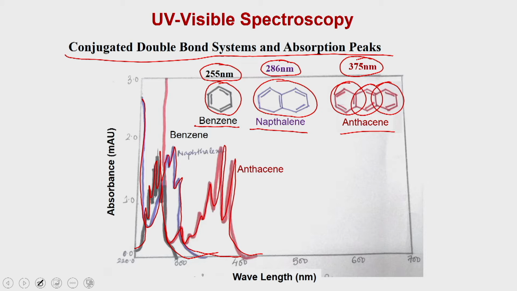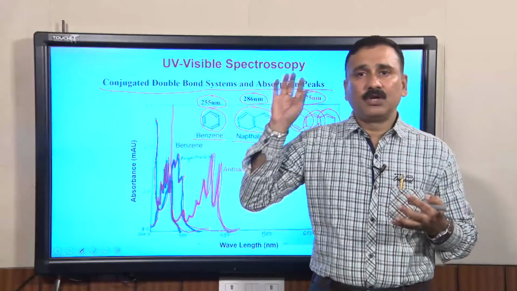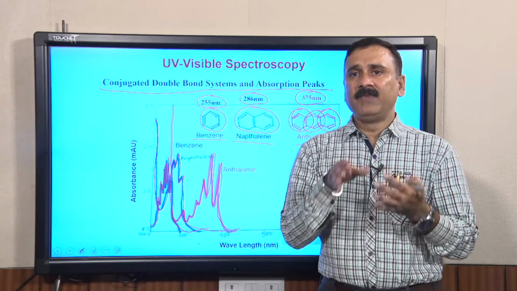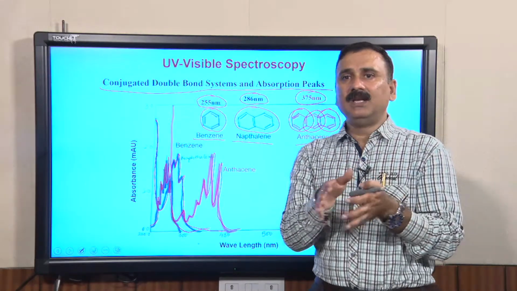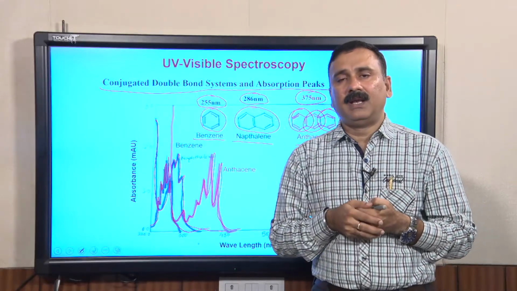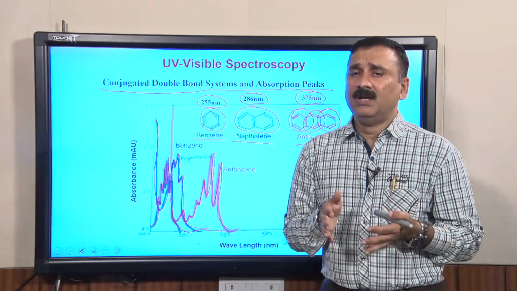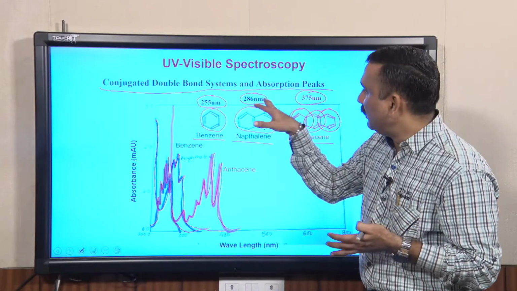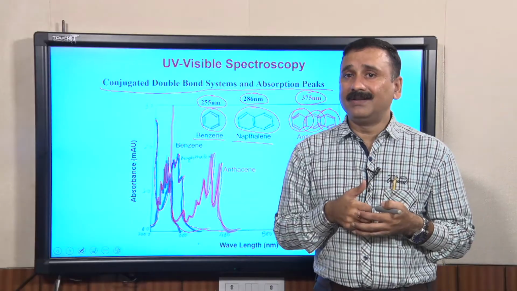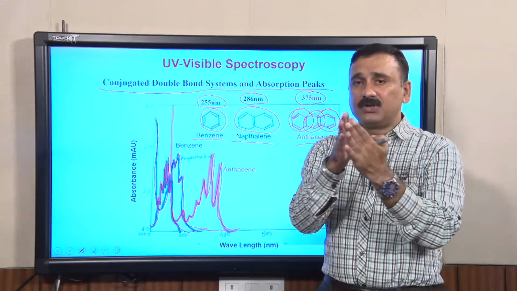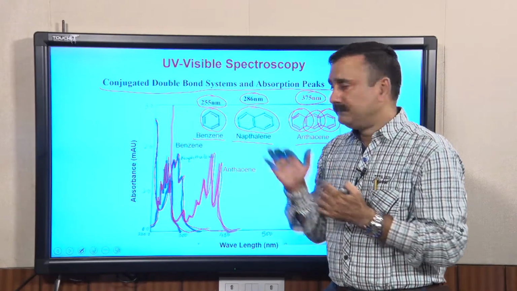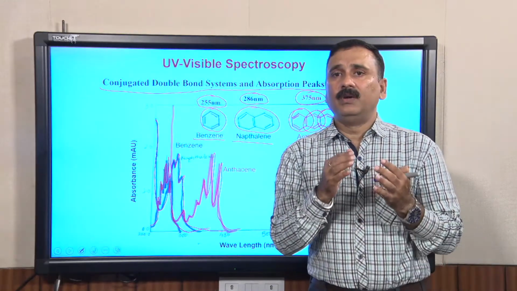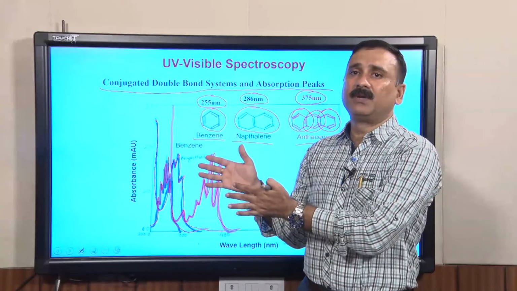So, what you can see is that apart from the appearance of the functional group, if you have the conjugated double bond system with a single ring, the benzene, you are going to see the lambda max at 255 nanometer. If you have the double ring, which is present in the naphthalene, then you are going to have the lambda max at 286 nanometer, which means you are shifting towards the right. And then if you have the anthracene, you are going to have a further shift in the absorption spectra.